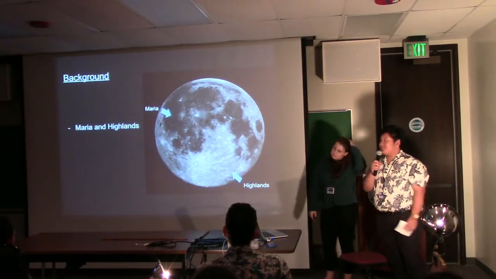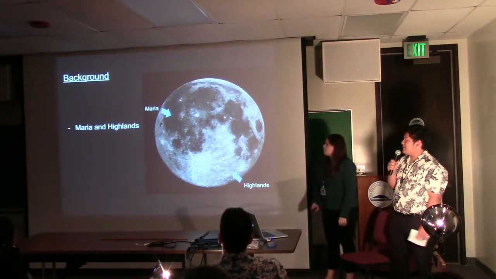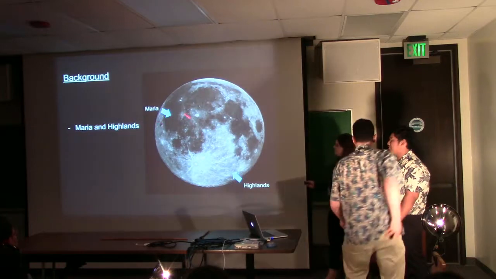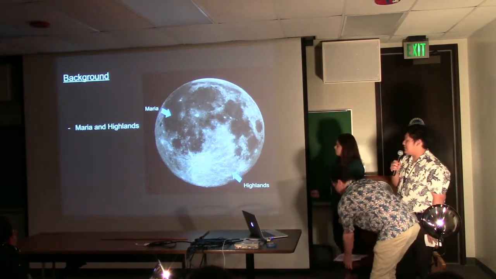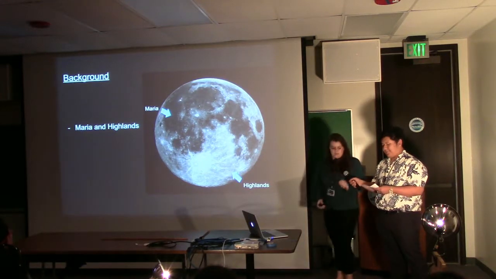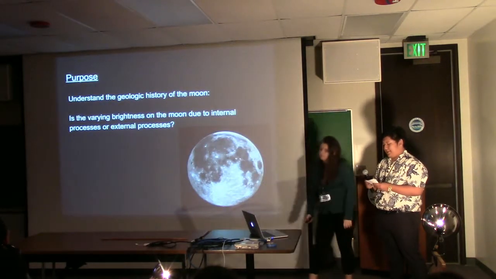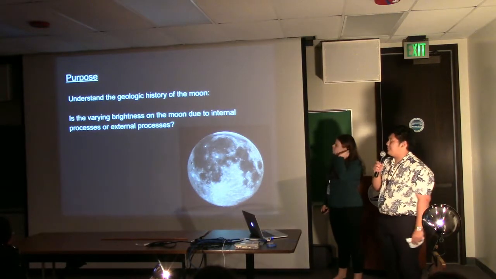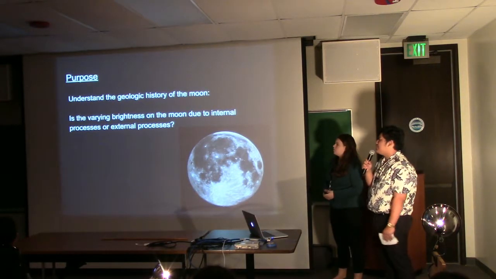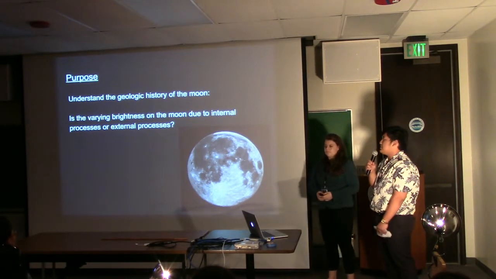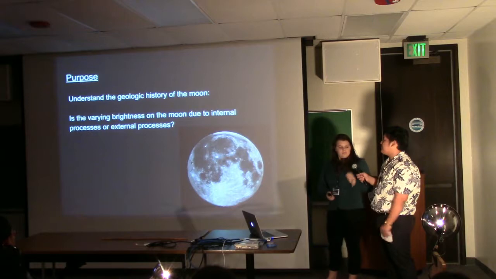So we would like to introduce you guys with two terms. One is a mare, the dark area of the moon. And we have the highlands, which is the brighter area of the moon. And for our purpose, we want to understand the geological history of the moon. Is the varying brightness on the moon due to internal processes or external processes, such as asteroids, solar winds?